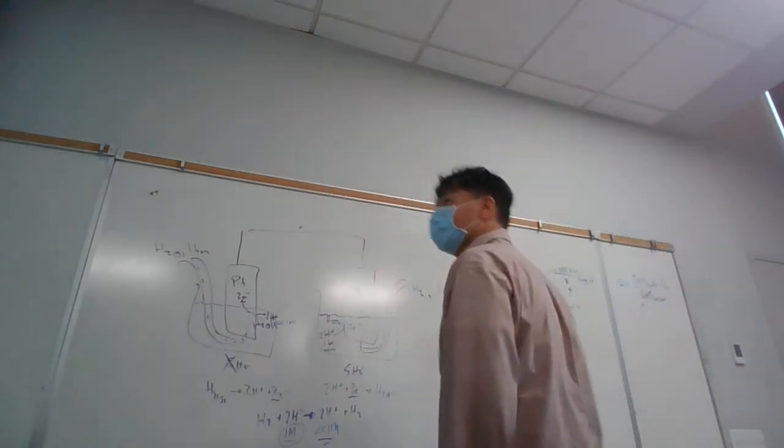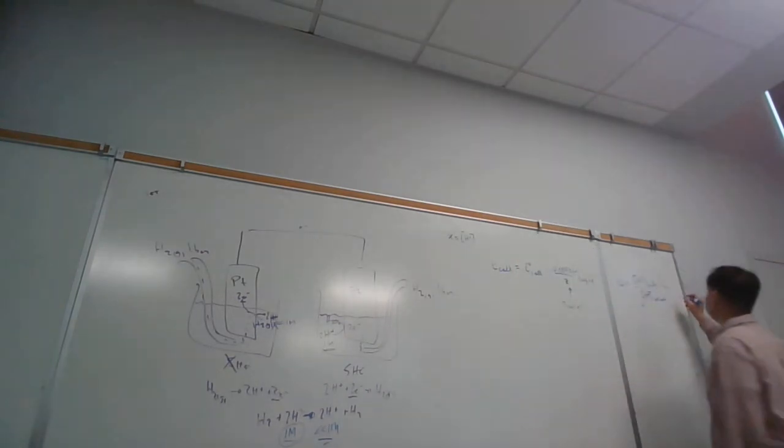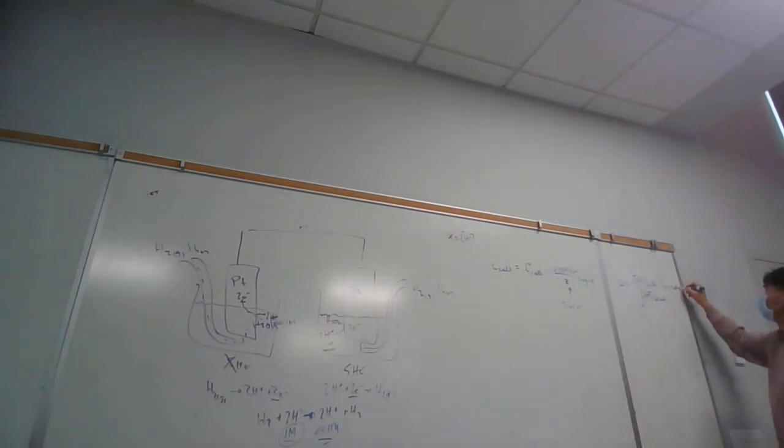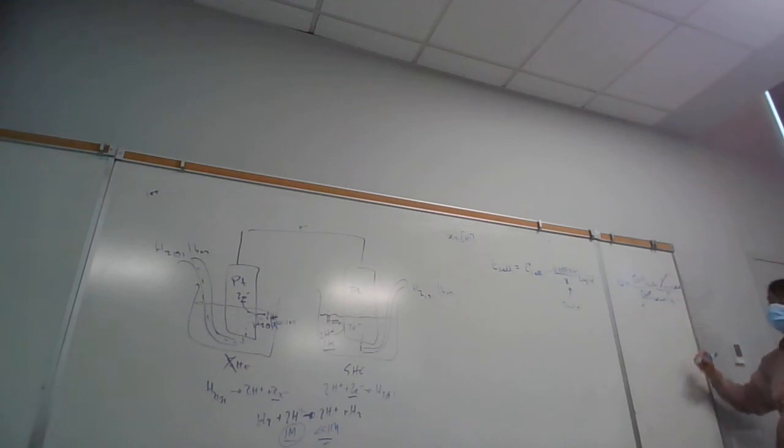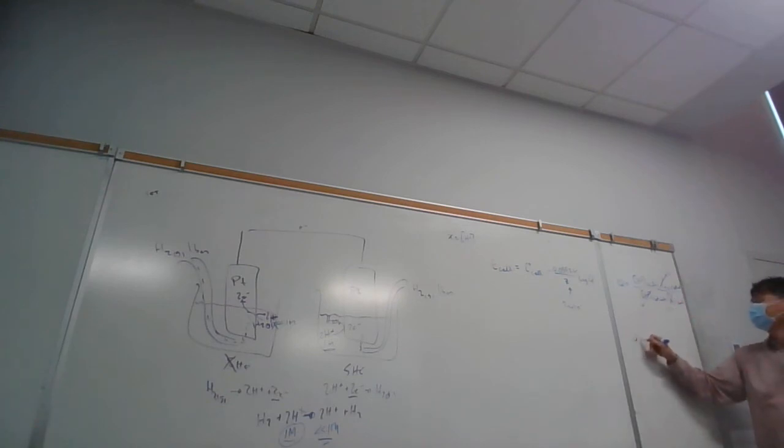Now, as we can see there, only the cathode on the right side. And so this is going to be 1 molar. So this is 1, divided by the partial pressure of hydrogen in the anode, which will also be 1. So Q is equal to the H plus concentration in the anode.